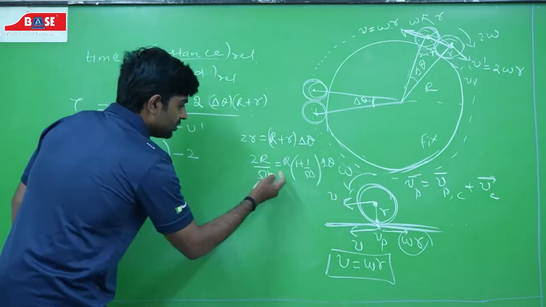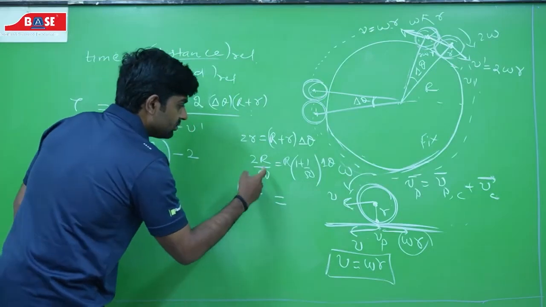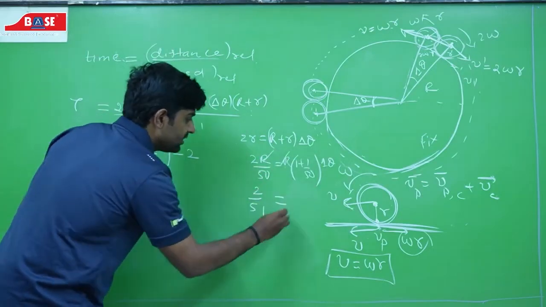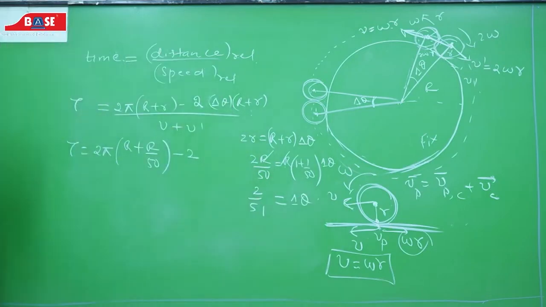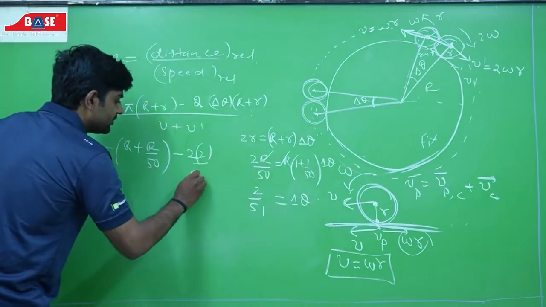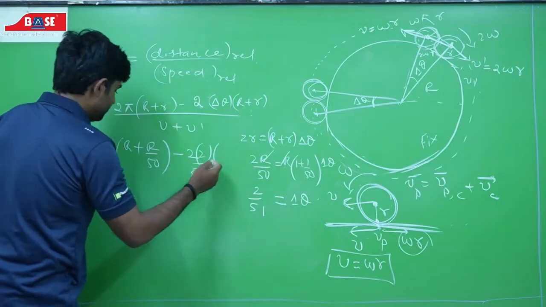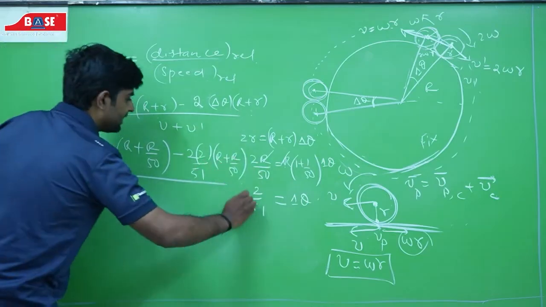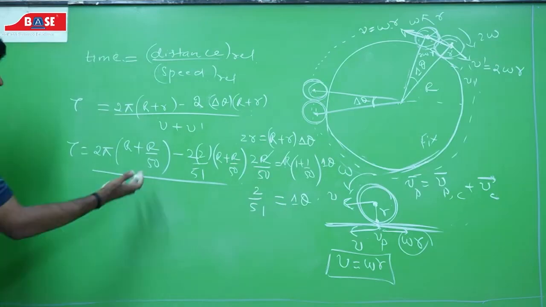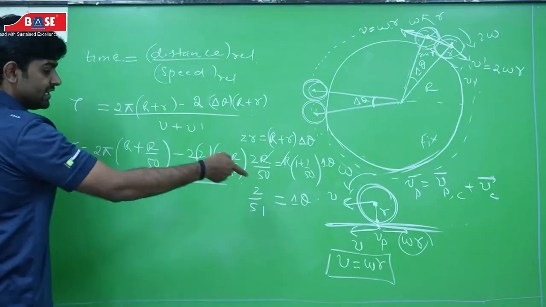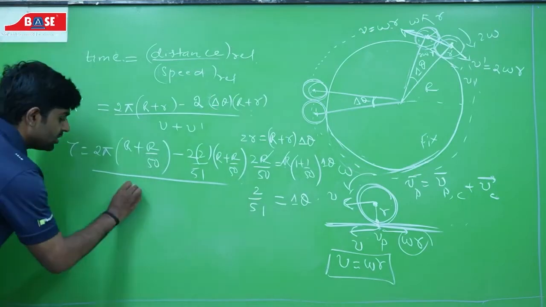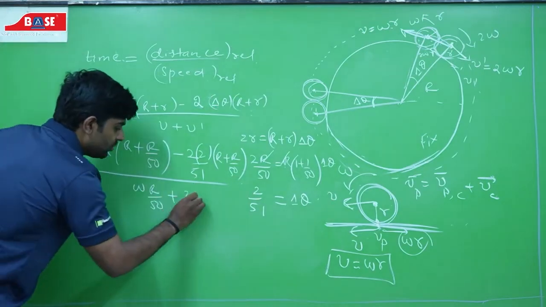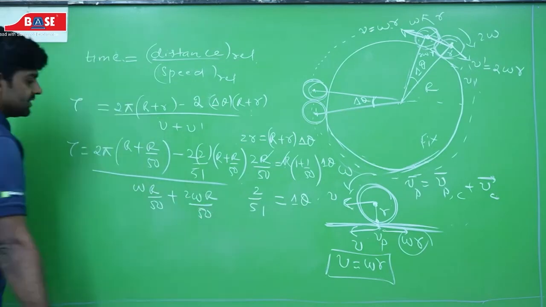So from this we can simplify and say 2 r and r is gone, so 50 gone, so 2 by 51 would be our delta theta. Okay, so 2 by 51, 2 by 51 here, and r plus r, which I'll write as r plus r by 50. That whole thing divided by, what do we have here? v plus v dash. v is omega r, v dash is 2 omega r. So omega r by 50 plus 2 omega r by 50. This is what we have.